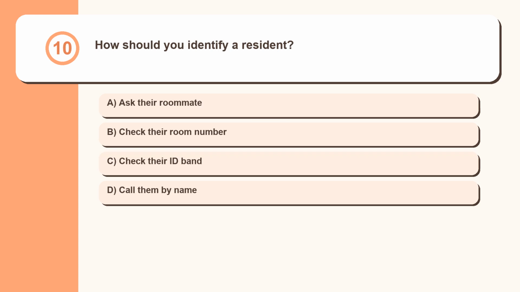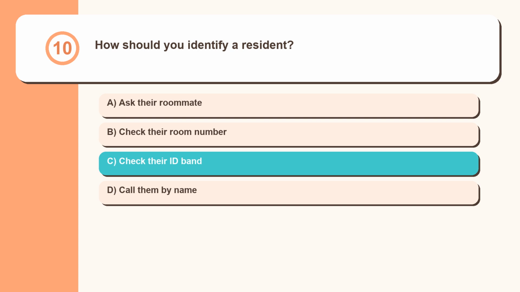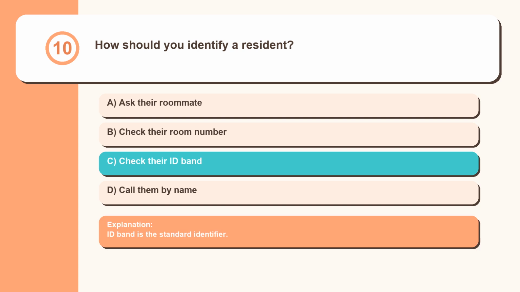Question 10. How should you identify a resident? Ask their roommate. Check their room number. Check their ID band. Call them by name. ID band is the standard identifier.